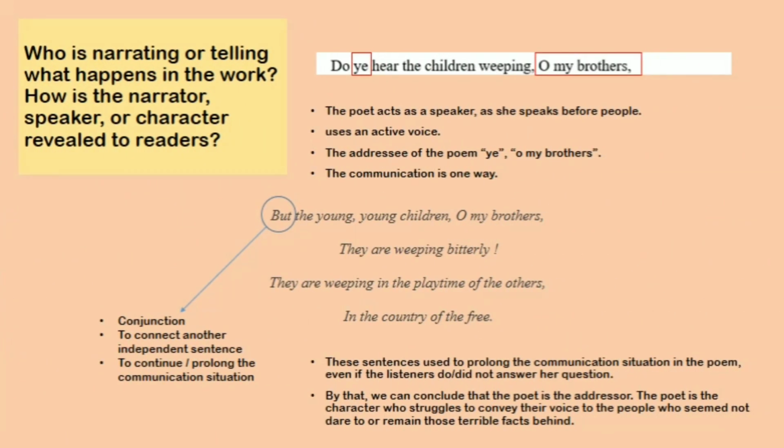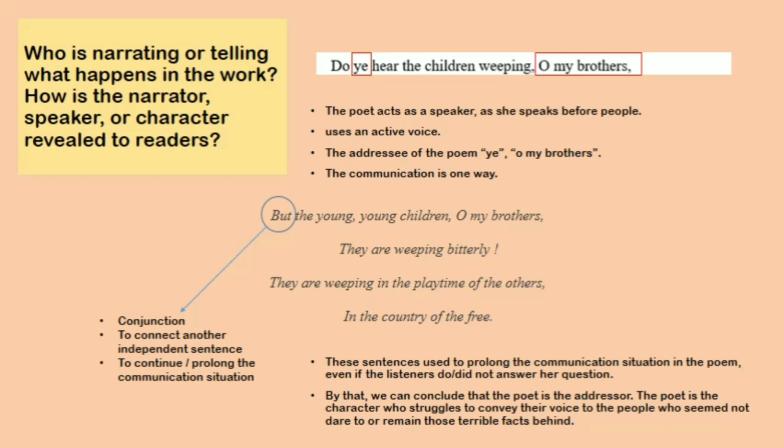So the poet acts as a speaker as she speaks before people. The poet uses an active voice. In this poem, we can conclude that the addresser is the poet. And the addressee of the poem is represented by the second person pronoun you and "oh my brothers." For all the comments the addresser makes, the listeners, "oh my brothers," do not reply at all. And the communication, therefore, is one way.